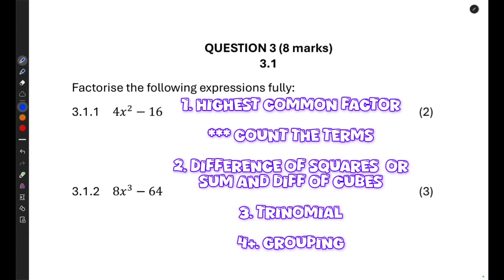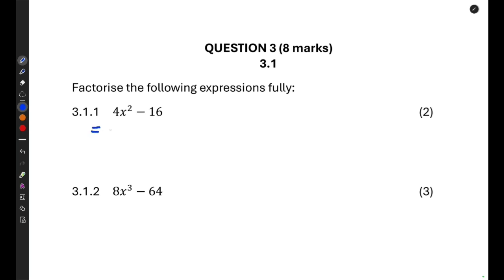Okay, guys, study that list. Write it for yourself so that you don't get stuck in an exam when you get factorization sums. So if I start with step 1, check if there's a highest common factor. There is, so 4 is my highest common factor. If I take it out, I have 4 times x squared minus 4.